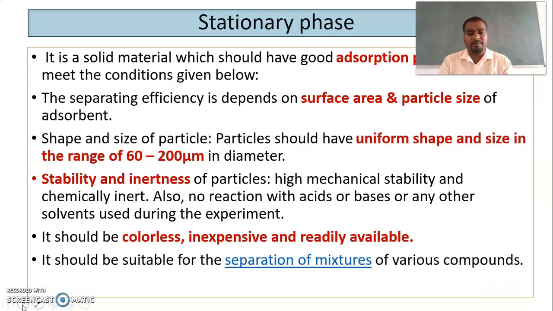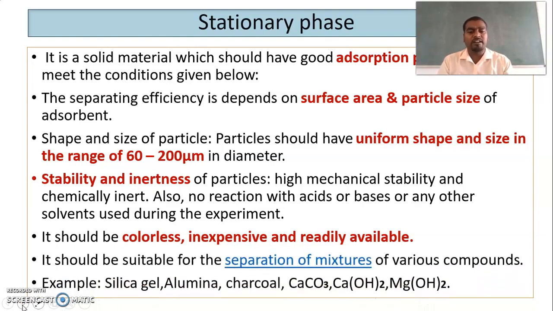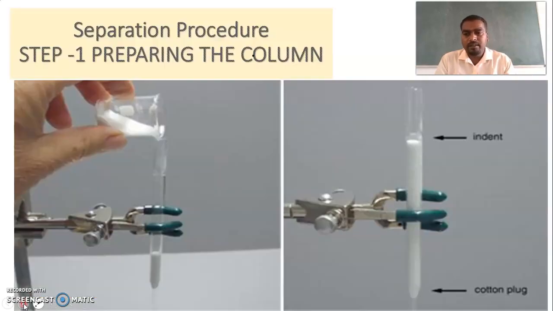This is another condition. And it must separate the various compounds well. The well-known stationary phases used in column chromatography are silica gel, alumina, charcoal, calcium carbonate, calcium hydroxide and magnesium hydroxide, etc.